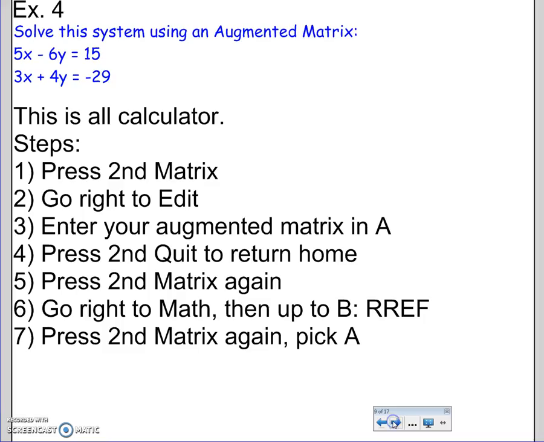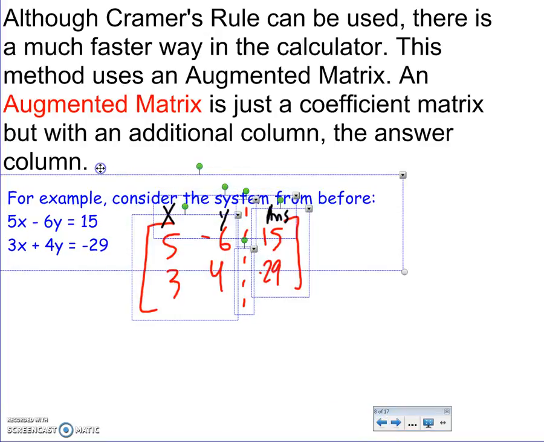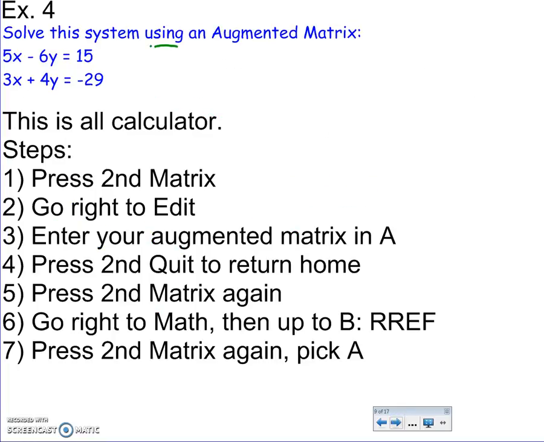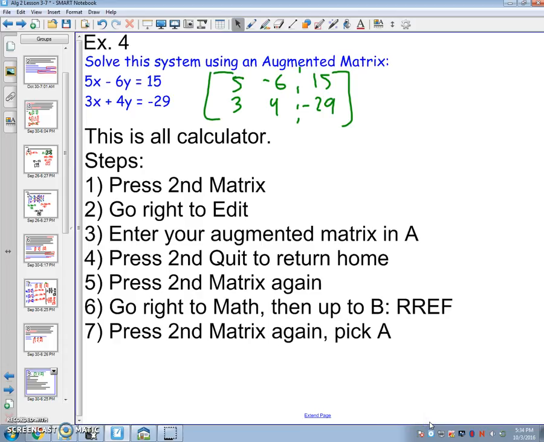Again, it's all calculator. So here it is. So let me copy that real fast. All right, fine. Let me write this. So that's 5, negative 6, answer is 15. 3, 4, answer is negative 29. This is 2 rows, 3 columns. So let's go to our calculator.